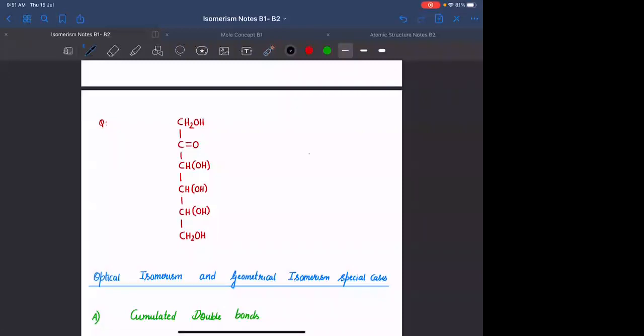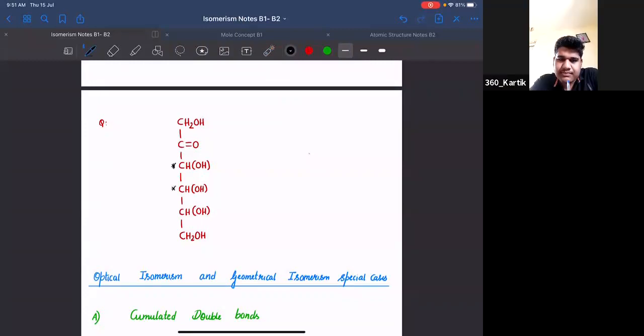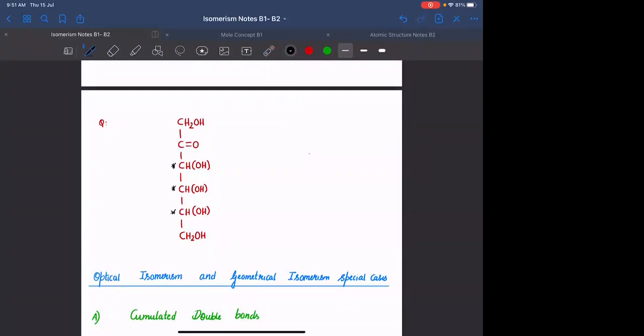This carbon is chiral. This is also chiral. This is also chiral. This carbon will not be chiral because it is attached to 2 hydrogens. So n equals 3. 2 cube, the number of isomers will be equal to 8. So out of these 8 possible structures, one of the structures is of fructose.